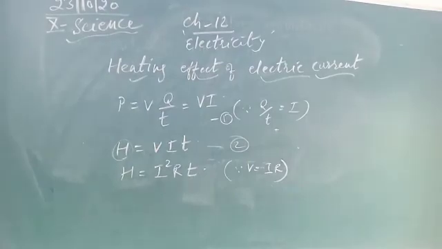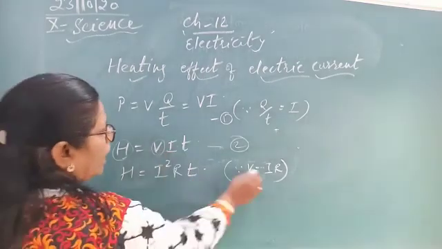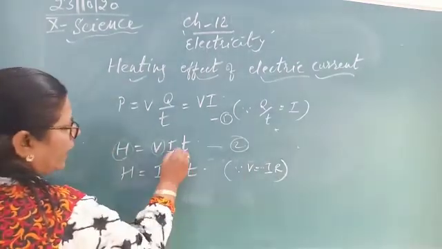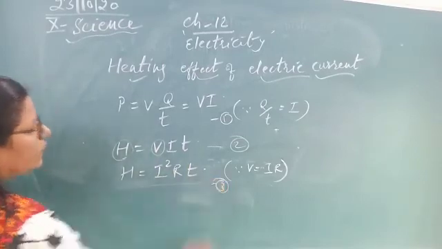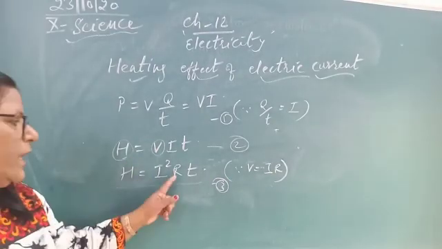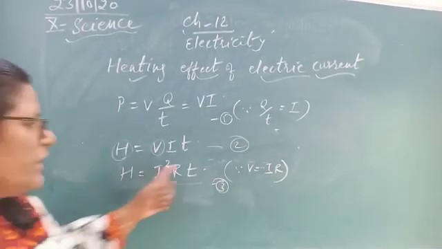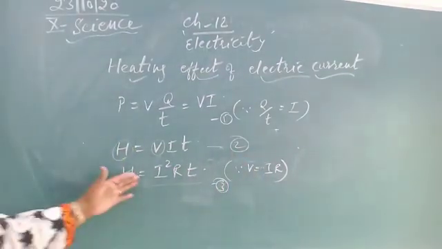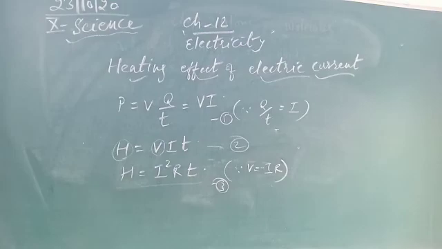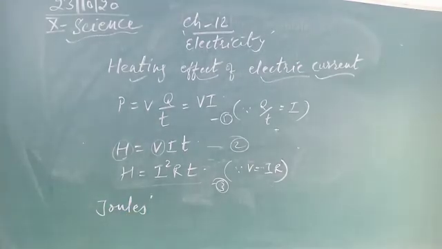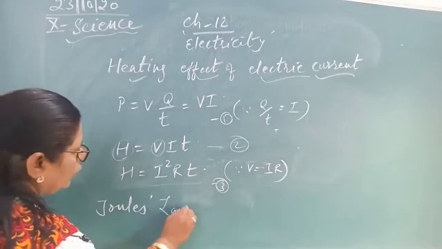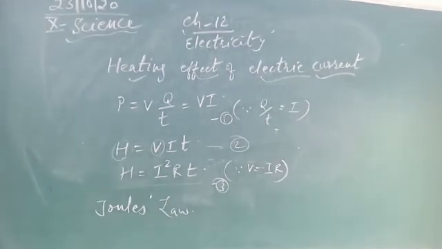Then applying Ohm's law, you know Ohm's law, V is equal to IR. So I into I, that is I square, R into T. So this is formula number 3. H is equal to I square RT according to Ohm's law. If you put the value of V equal to IR, we derive this formula I square RT. This is known as Joule's formula, Joule's law of heating.